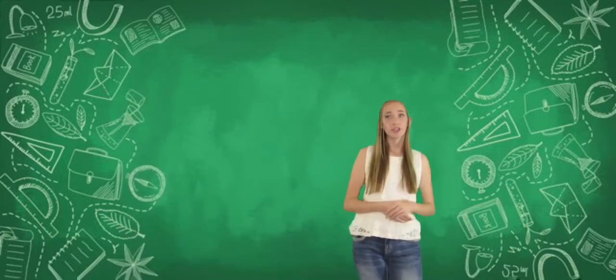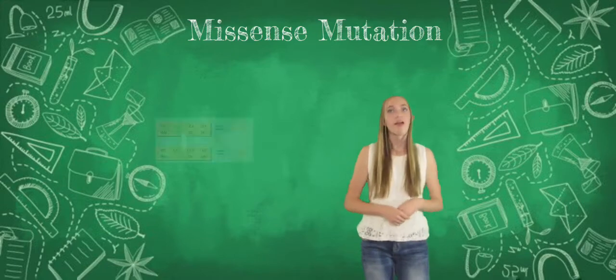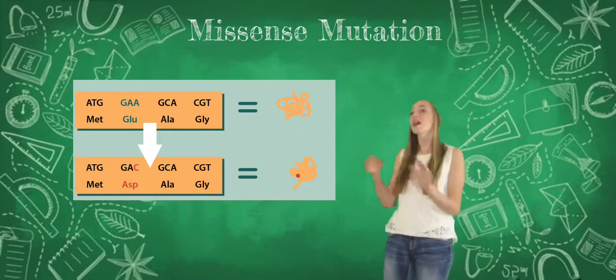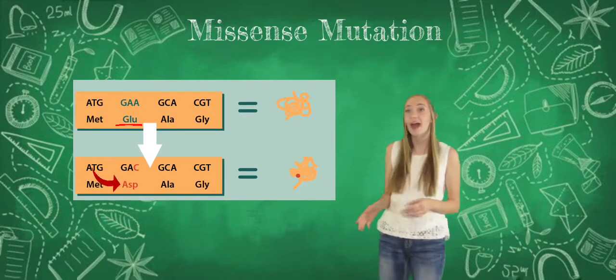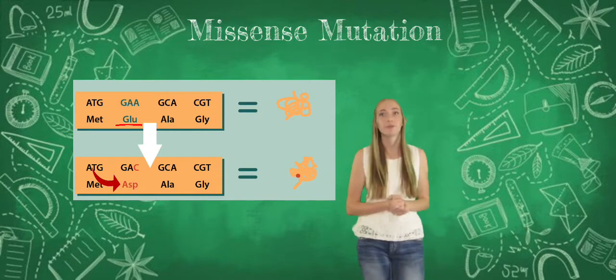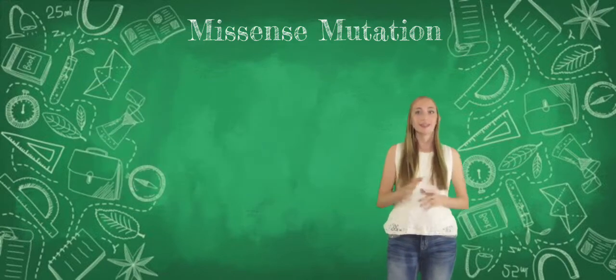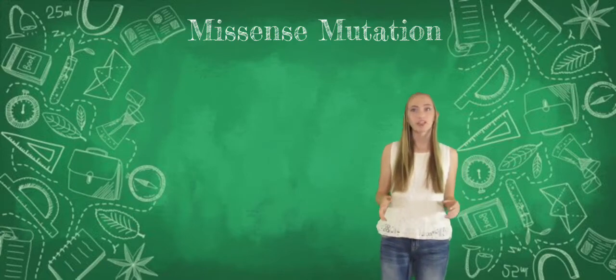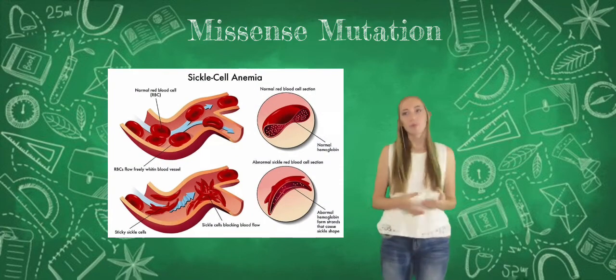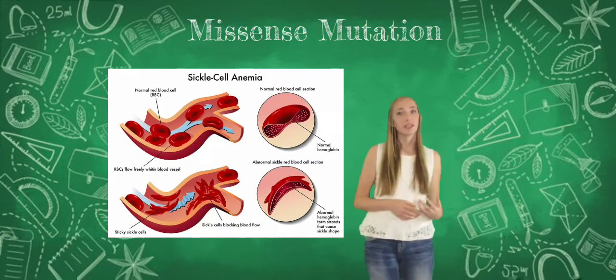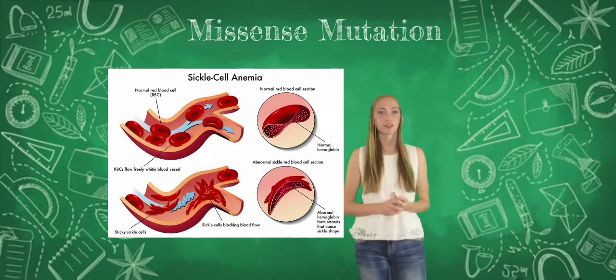Another type of mutation is a missense mutation. This type of mutation is when an entirely different amino acid is added or substituted into a protein. This alters the structure and function of the affected protein. An example of a disease caused by a missense mutation is sickle cell anemia, a blood disease that affects how the body intakes oxygen and causes blood clots.